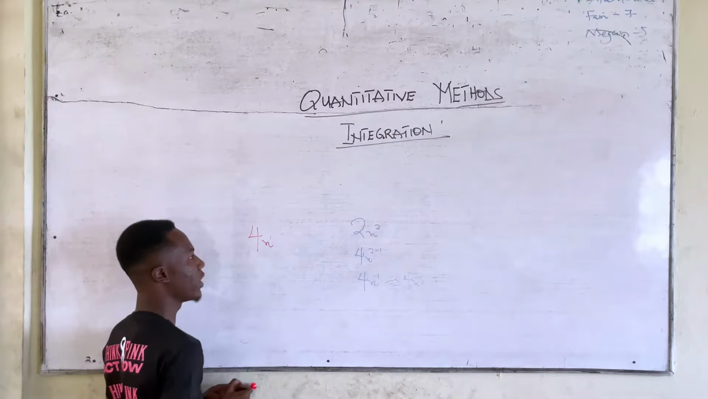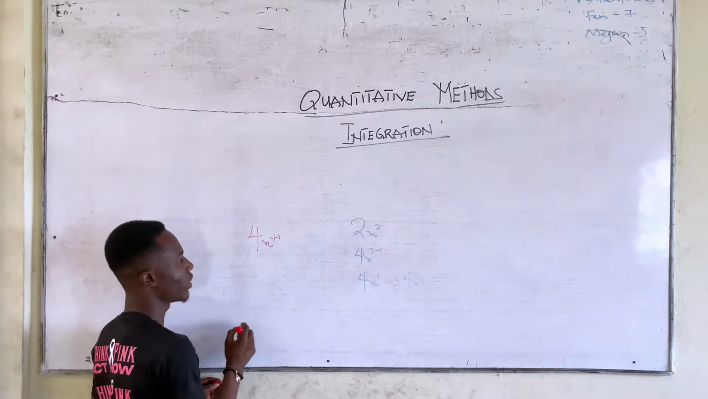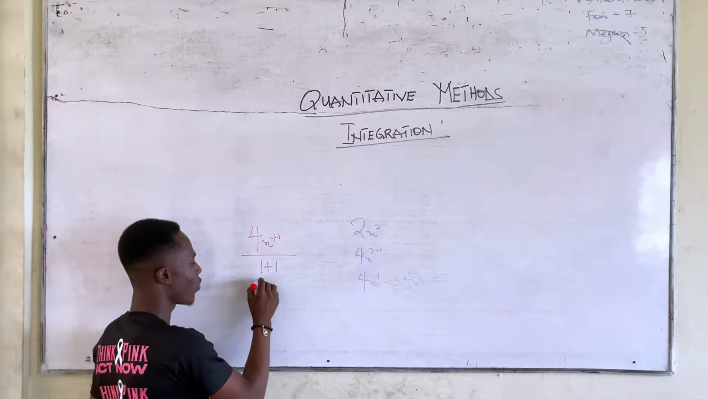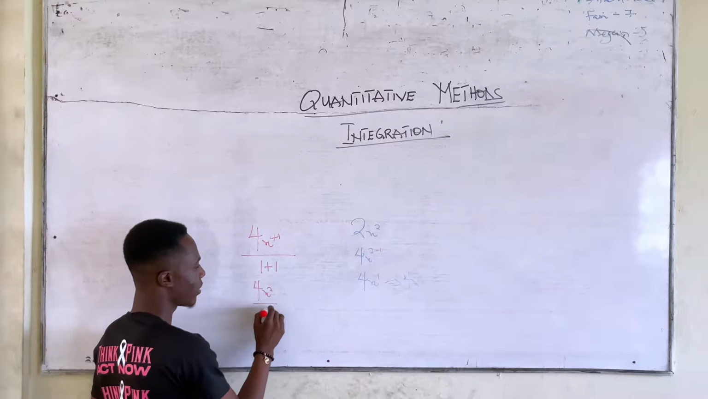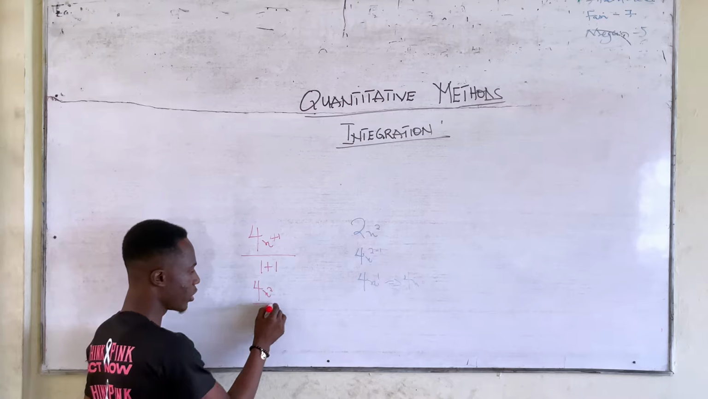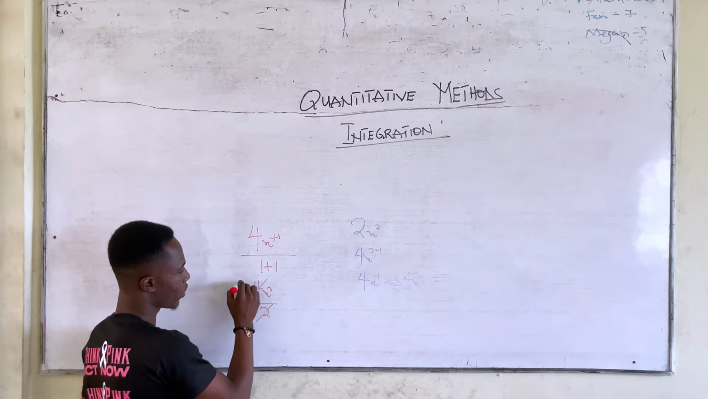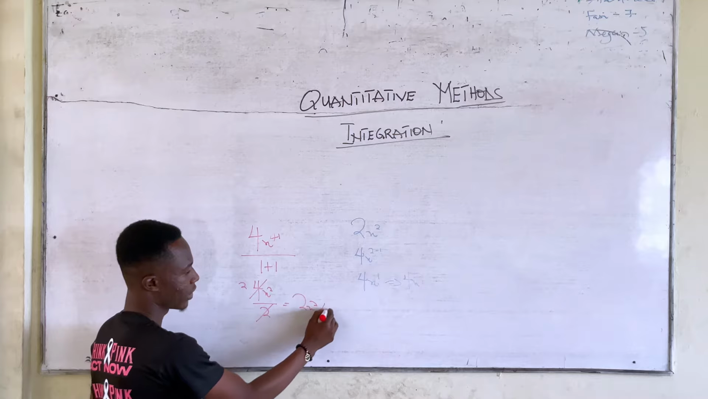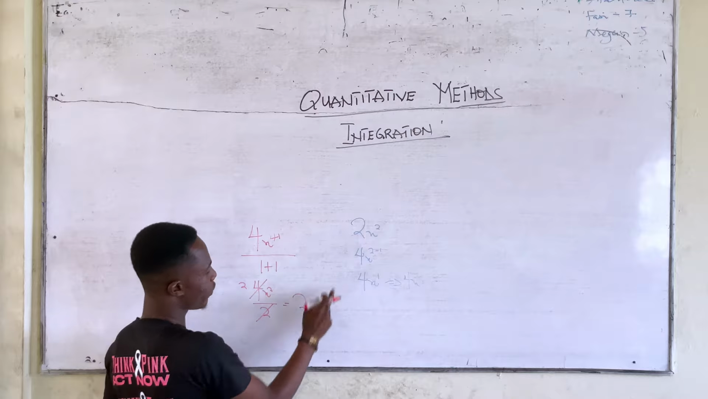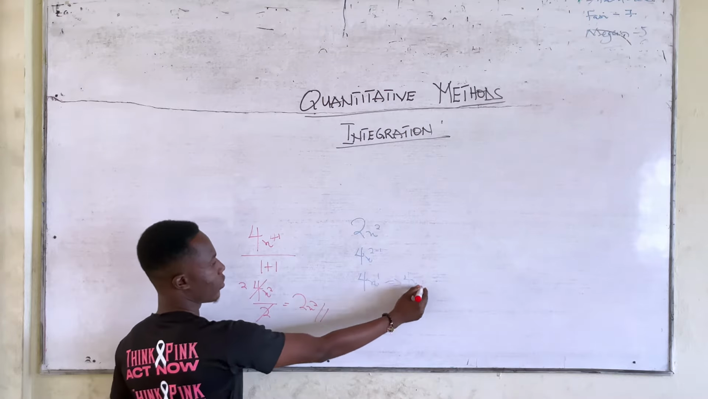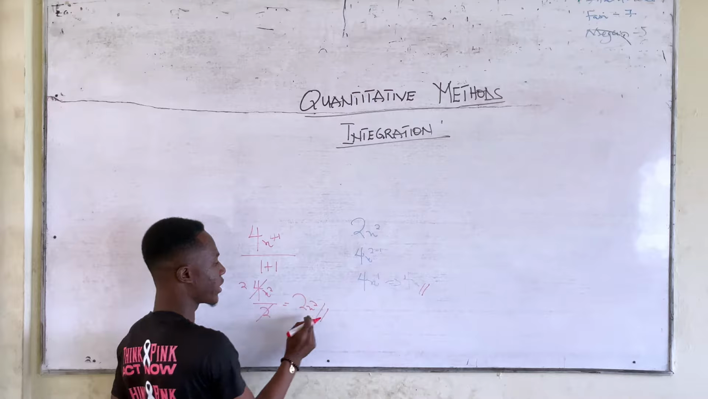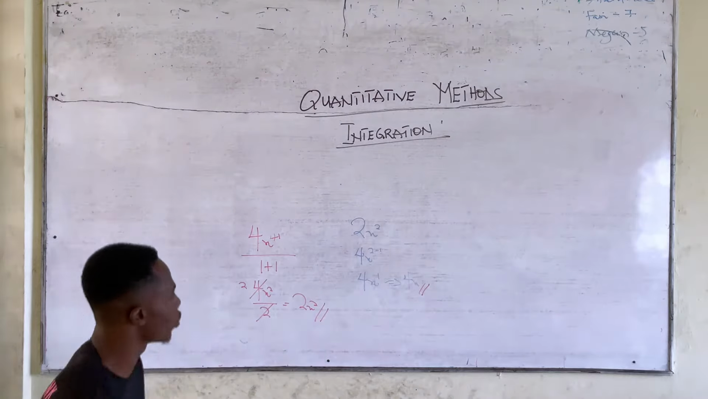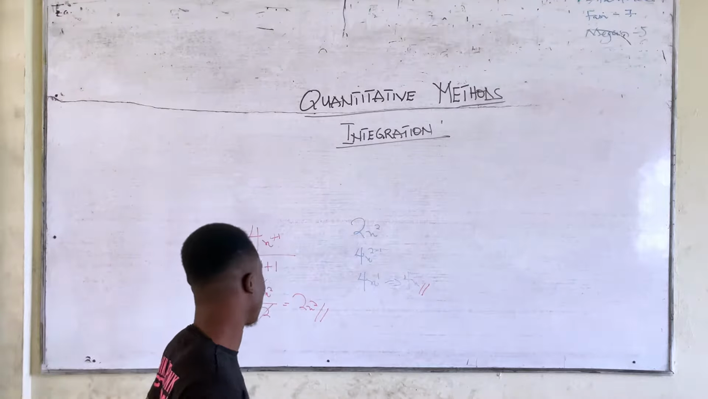You have 1 here already, you add 1 to it. Then you divide everything by the exponent, which is 1 plus 1. So you have 4x exponent 2 divided by 2. This 2 goes into this 4 two times, so you have 2x squared. This is the integration. If you differentiate this, you get the 4x, which is here. So if you integrate the 4x, you get the 2x exponent 2.